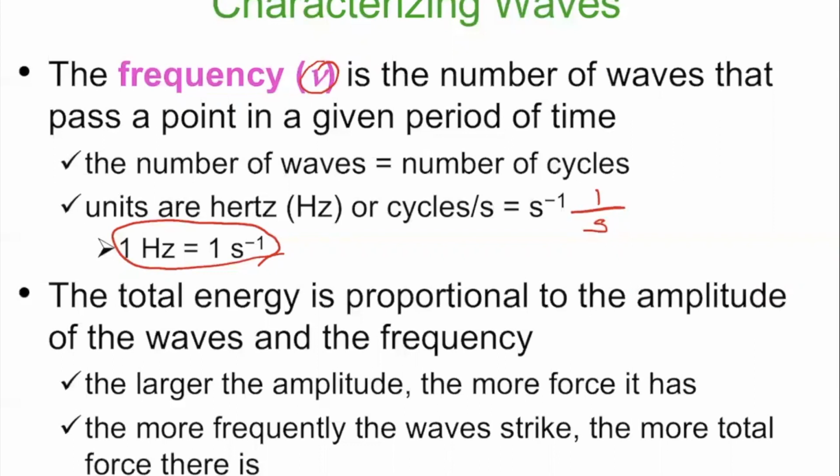But frequency and wavelength are inversely proportional. And I'll give you some examples when it comes to that. So notice here it says the larger the amplitude, the more force it has. So the more frequently the waves strike, the more total force there is. So the more frequency it has, the more force, that means it's going to have more energy. So there is a relationship there.